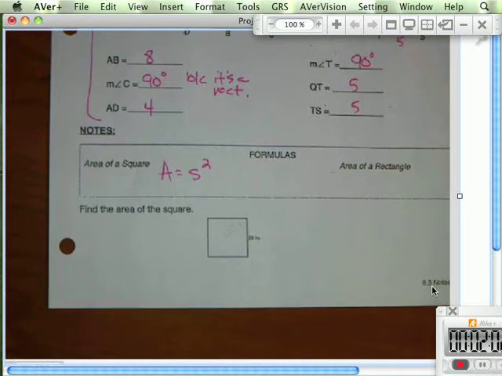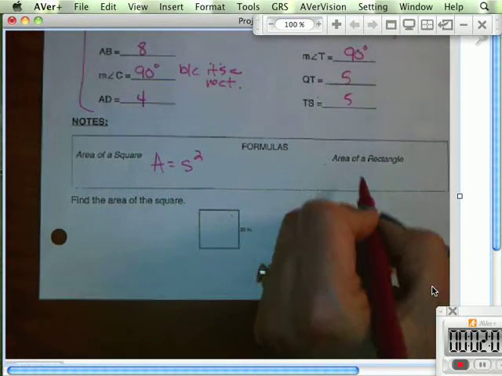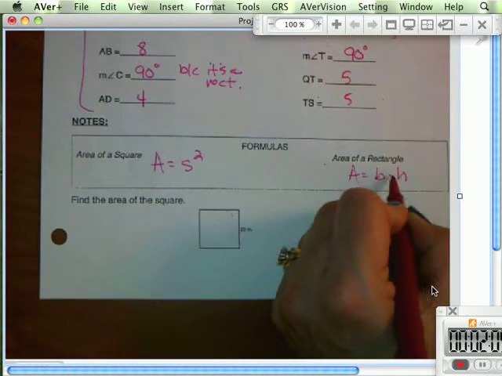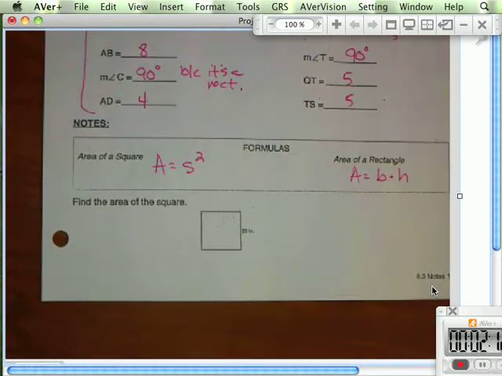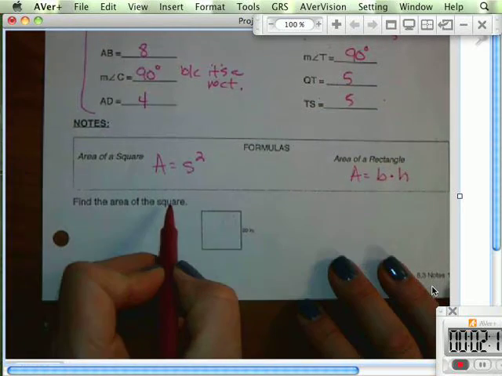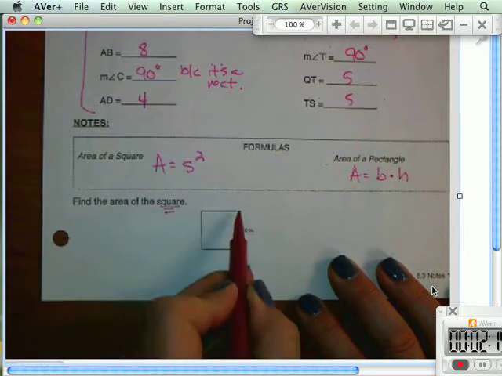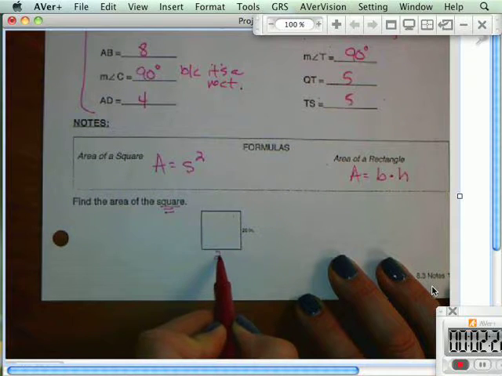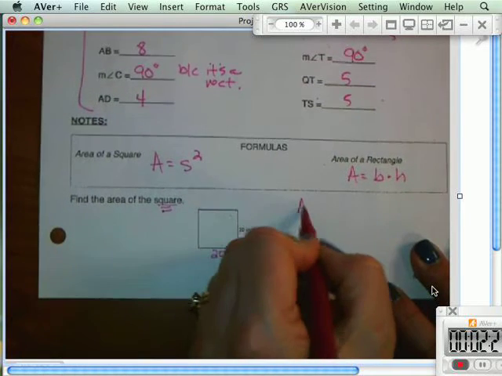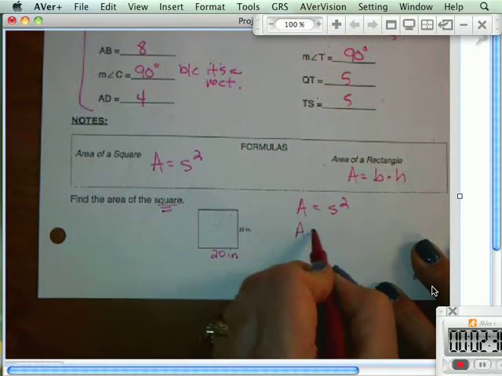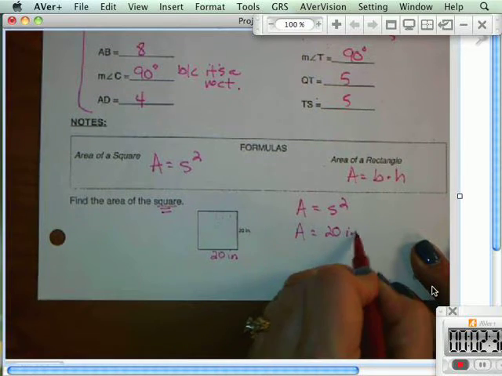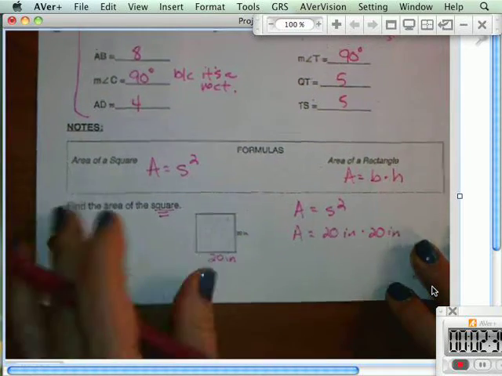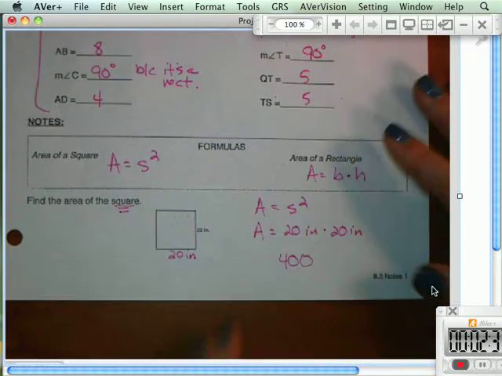2 times 2, 3 times 3, 4 times 4. And then we're going to look at the area of a rectangle as base times height. It's really the same thing as length times width. So those are the two things we're going to work with. So here, find the area of the square. That means that this is 20 inches, then what is this? 20 inches all the way around, isn't it? So if I follow this formula, area equals side squared, area equals 20 inches times 20 inches, which is 400, and I'm done.